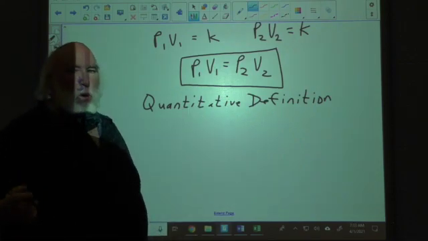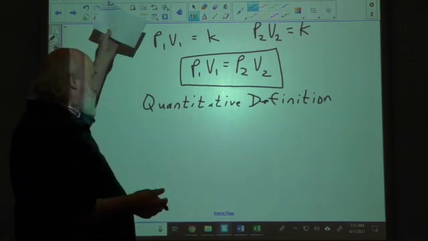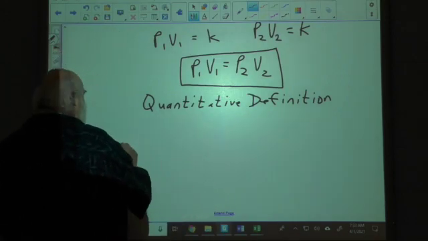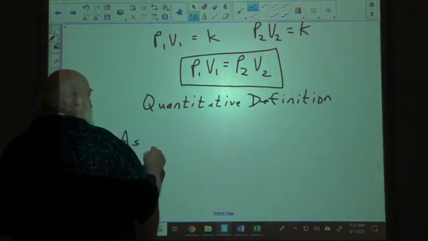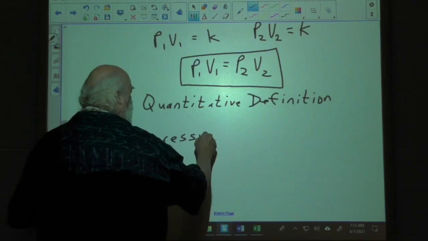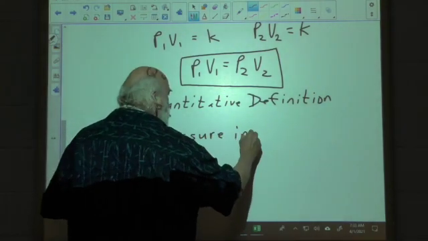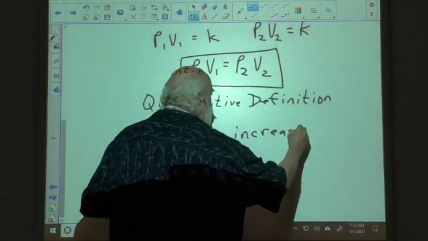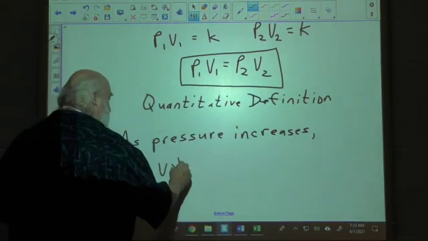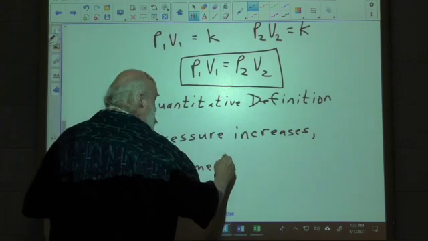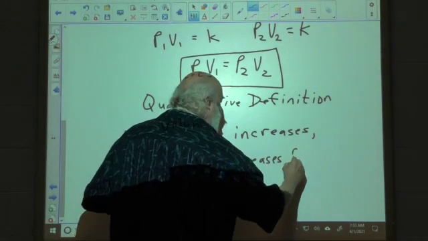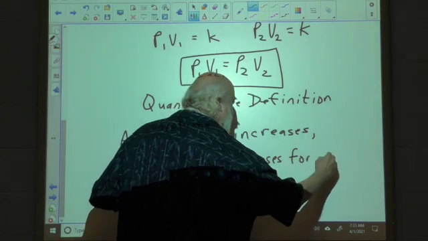There is what we call a qualitative definition, which I kind of talked about up here. I'll put it on here for sure. And that basically states that as pressure increases, volume decreases for gas. Now we're talking all gases.